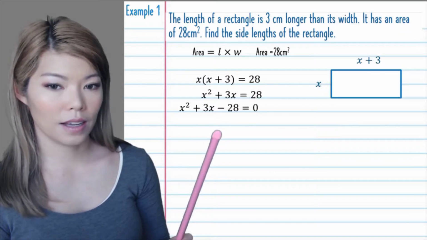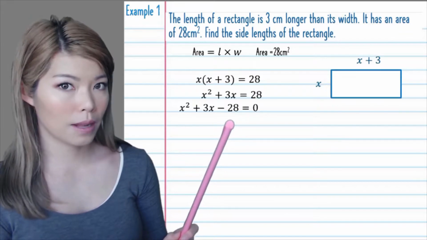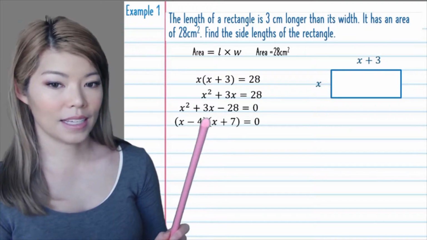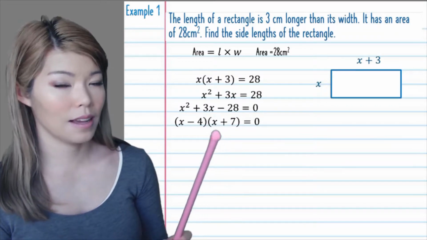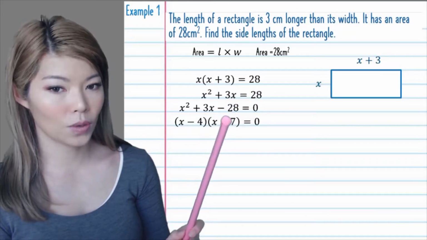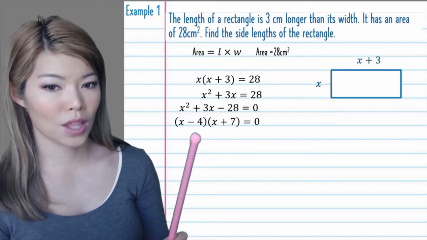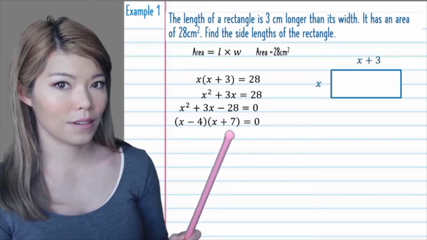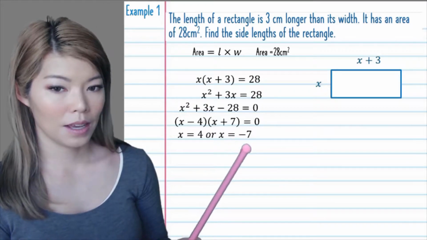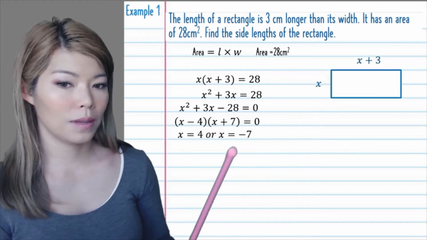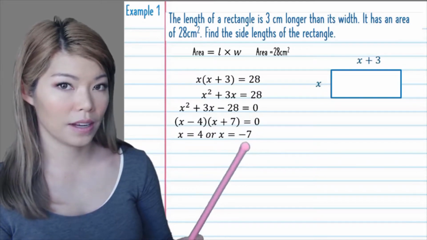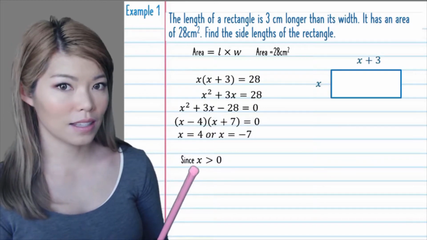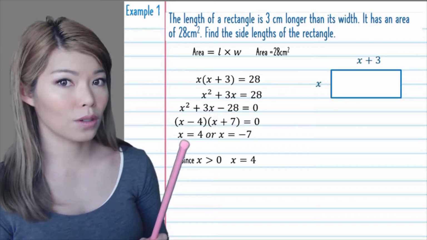And now we factorize. So two numbers that multiply to be minus 28 and add to be 3. What are those two numbers? It is minus 4 and 7. Double check. Minus 4 times 7 is minus 28 and 7 minus 4 is 3. So now x minus 4 is 0, which means x is 4, and x plus 7 is 0, which means x is negative 7. But we know that the length has to be greater than 0, so it can't be negative 7. And you have to state this in your solution. So you write this by saying x is greater than 0, therefore x has to be equal to 4.